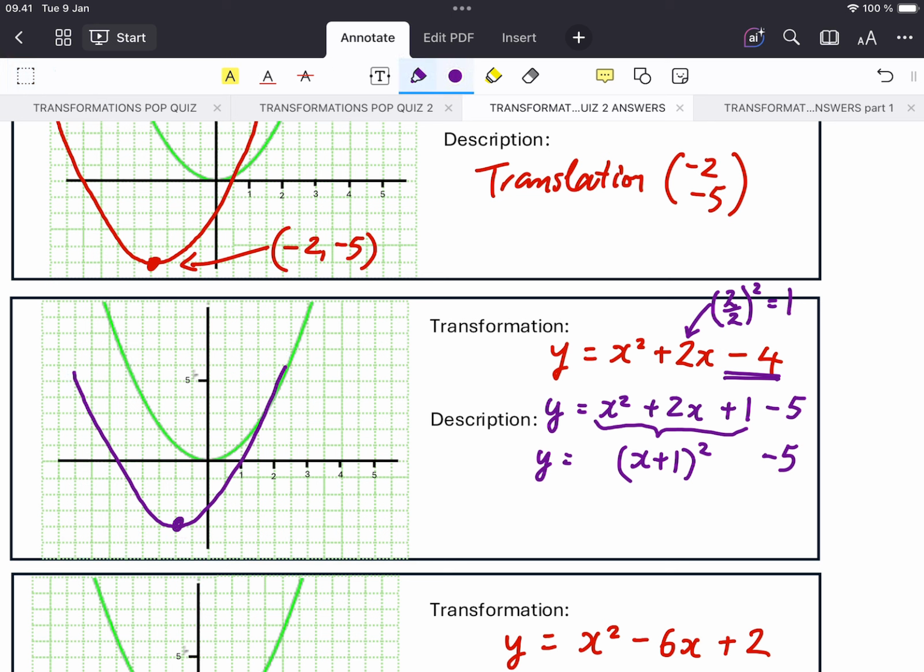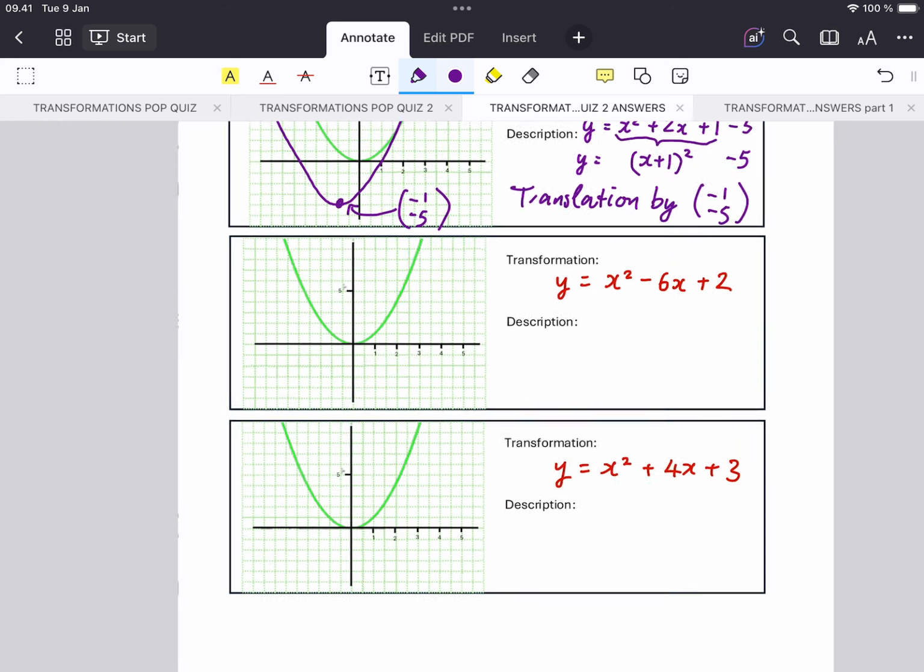So it's going to have an apex at -1, -5, and the whole thing is a translation by the vector -1, -5. It's gone 1 unit back to the left and 5 units down.